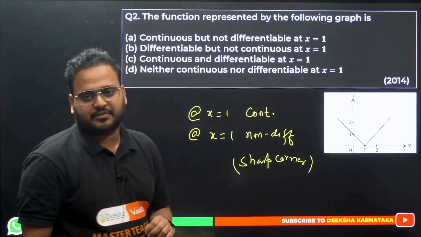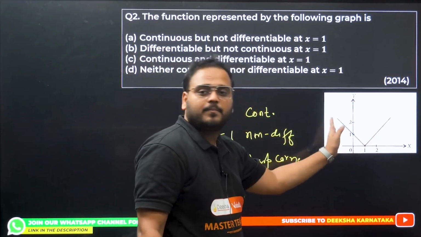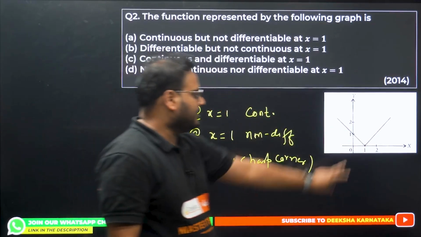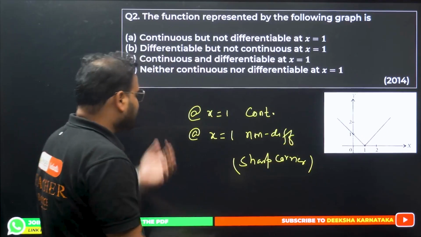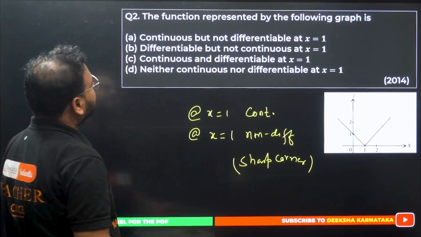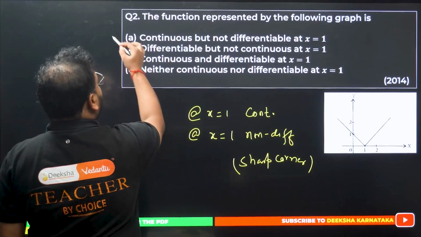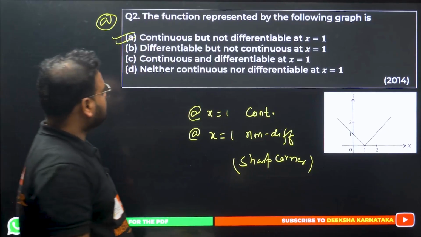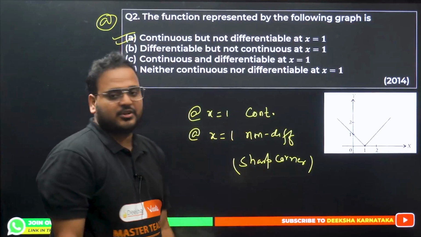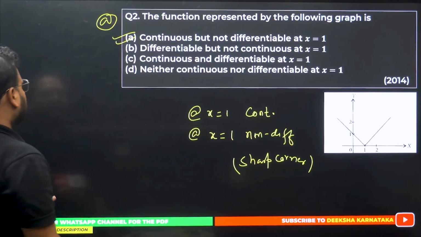So, of course, non-differentiable. For this side, we will have positive slope. This side will be negative slope. So, derivative is plus over here, the positive value. For this end will be negative. Hence, cannot be equal. Answer will be continuous but not differentiable at the point x equals to 1. Option A is correct. Continuous but non-differentiable. Okay, option A is correct. Question number 2 is done.